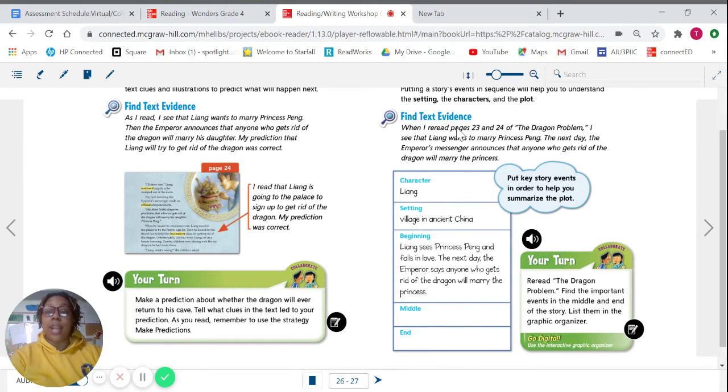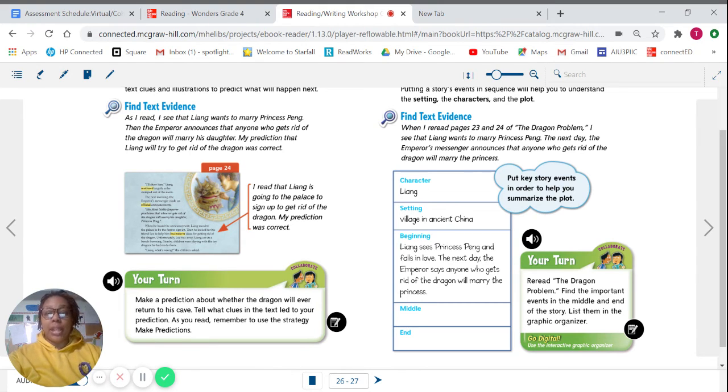Remember to find your text evidence. Go back to the pages and help yourself summarize the key and important details that you can find from the middle and the end of the story to help us put it all back together and summarize. So what did you write for your middle and ending part of your graphic organizer for sequencing?